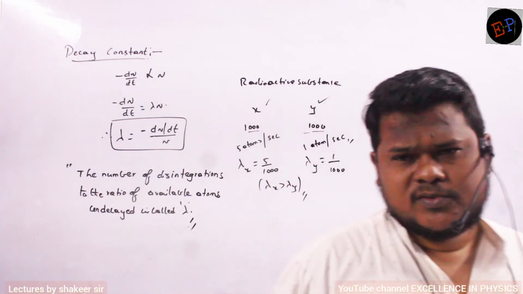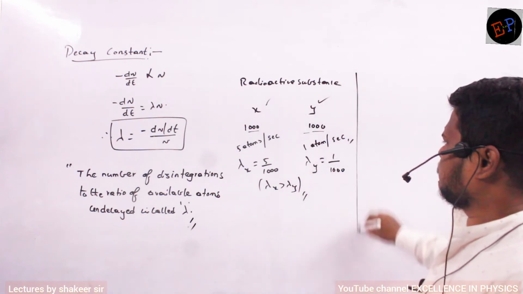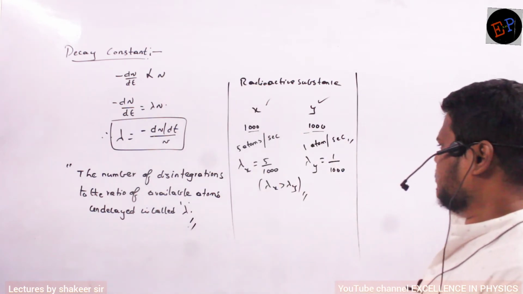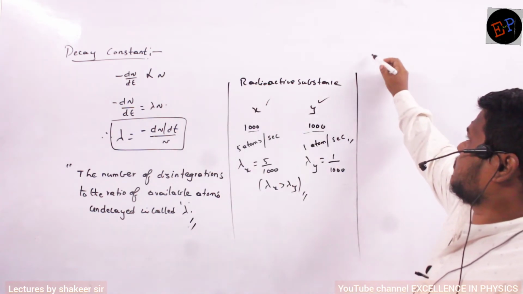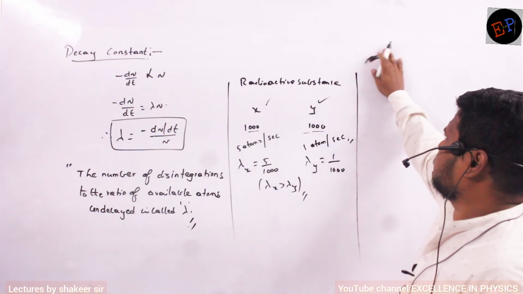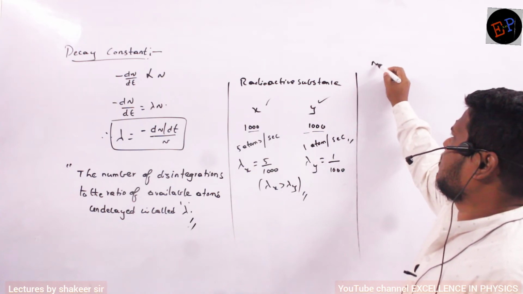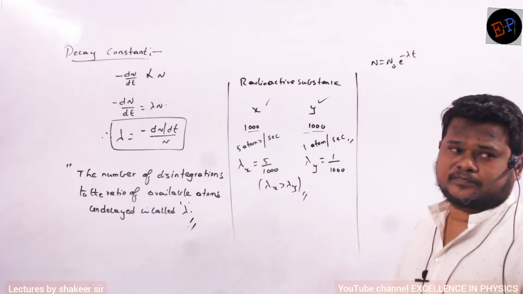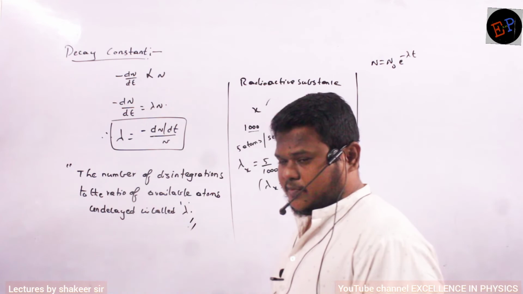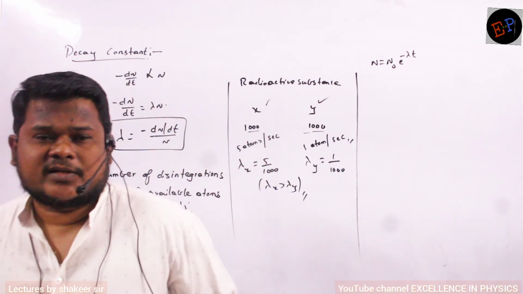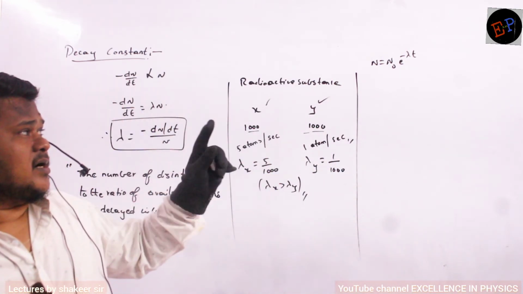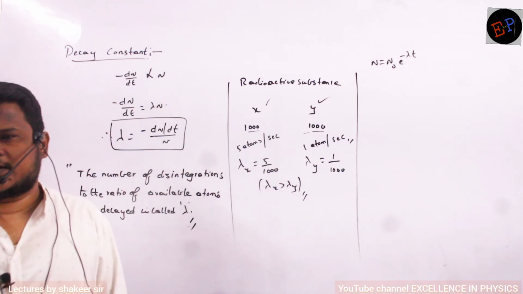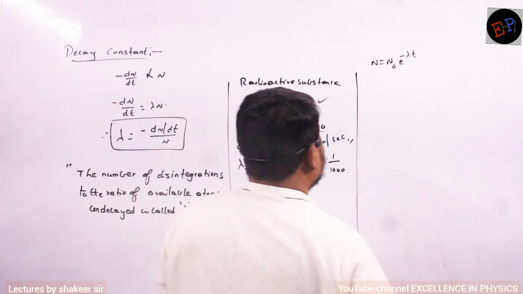And if I want to do some more mathematics, I can do. So we know that N is equal to N naught e power minus lambda t. This equation we have already derived, the equation of radioactive disintegration: N is equal to N naught e power minus lambda t. Now I will do one thing.